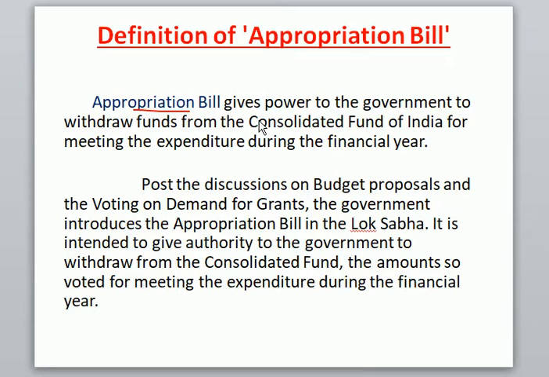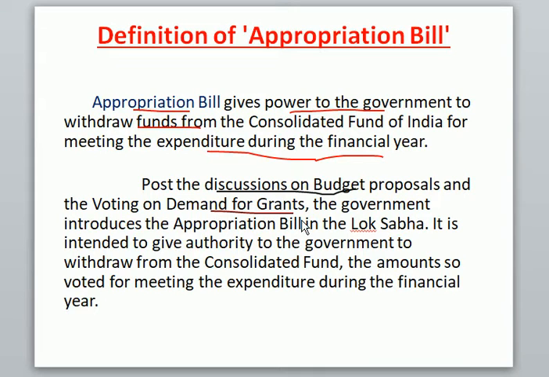The appropriation bill gives the government the power to withdraw funds from the Consolidated Fund of India for meeting the expenditure during that financial year, after the discussion on the budget proposals and the voting on demand for grants.